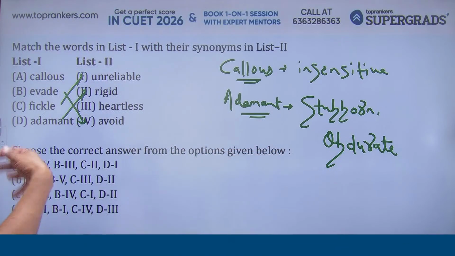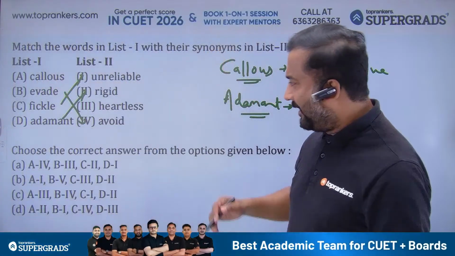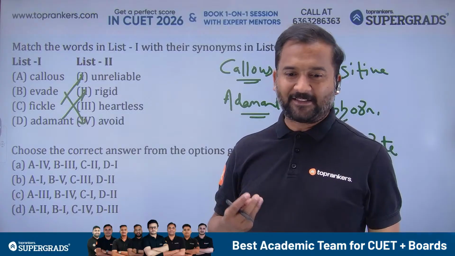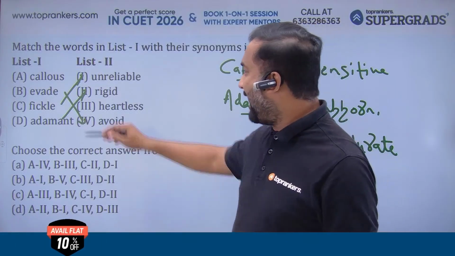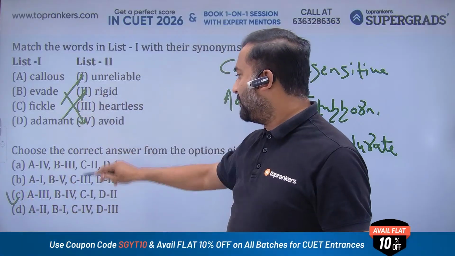Fickle is something that keeps changing, something that is unreliable. तो सारे वर्ड्स मैंने डिस्कस कर दिए हैं. बचता क्या है? बचता है सिर्फ आपका आंसर करना. So Q A3, where do I see A3? ऑप्शन C में.